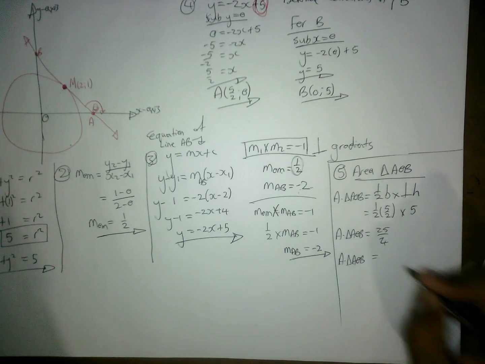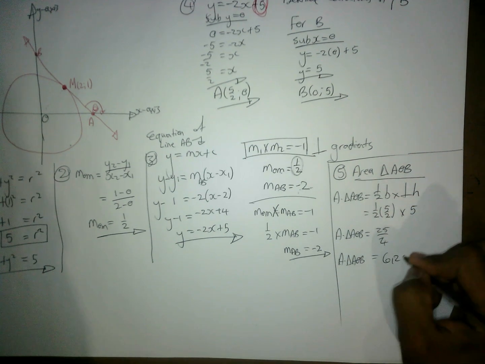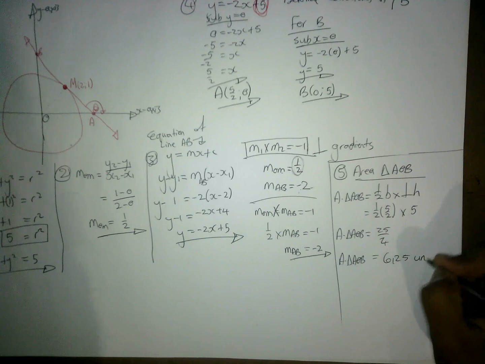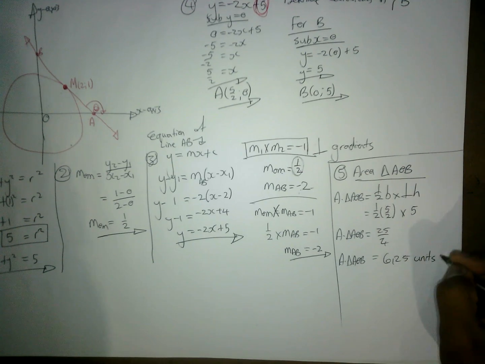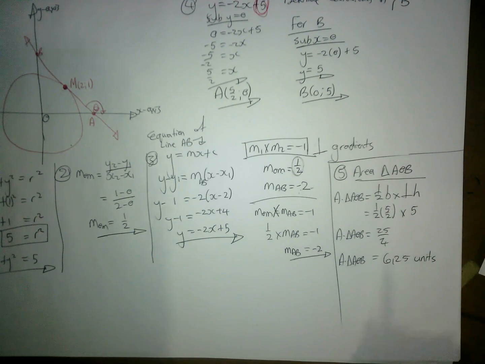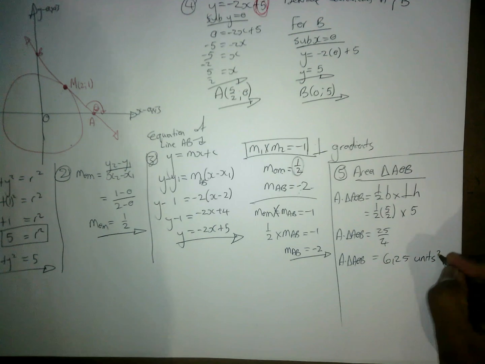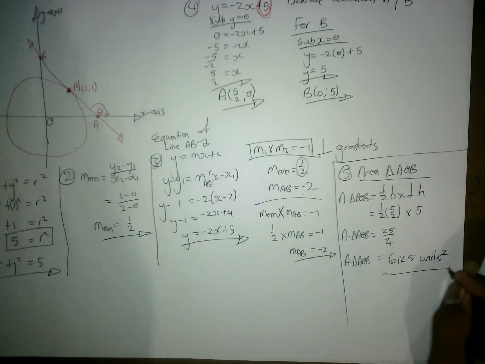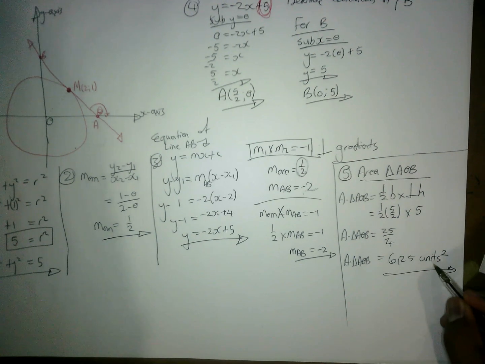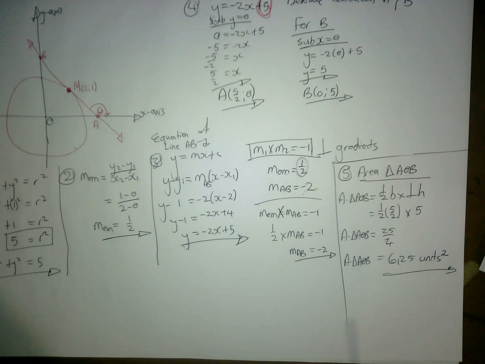If you put it in decimal, it's going to be like that. And usually they say units. Remember, area is in units squared. It's units because I didn't say meters or anything, so you put units. Okay.